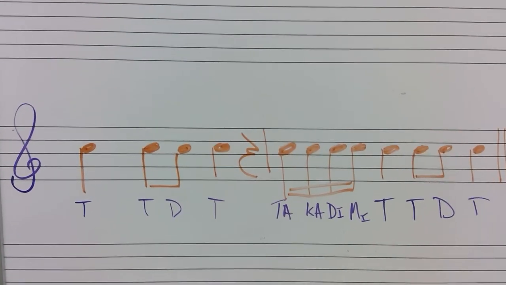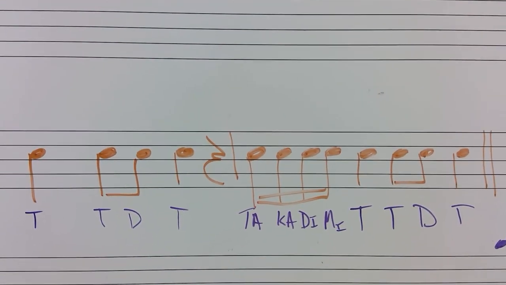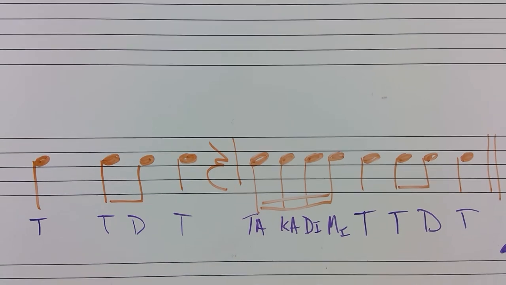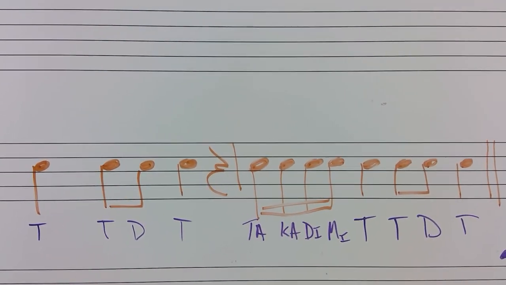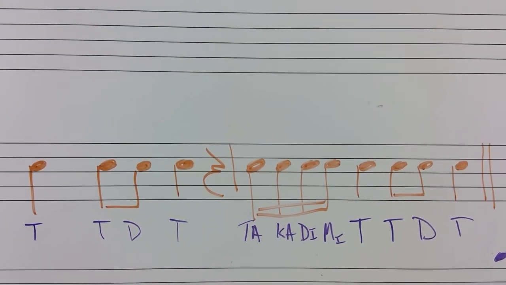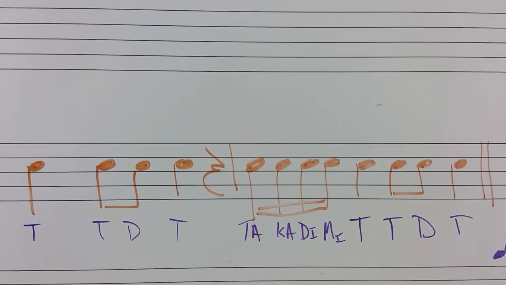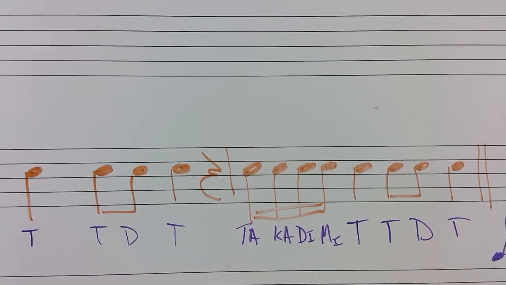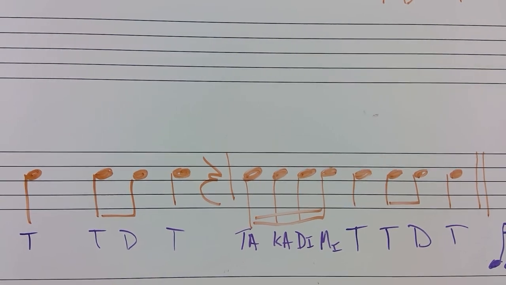So the second example here is still in 4-4 time, except you see it has TAKADIMI. So I only wrote T's and D's anytime ta and di comes in, with the exception of the TAKADIMI on this downbeat of the second measure, where I wrote TAKADIMI. We also have a quarter note rest on beat 4 of the first measure.